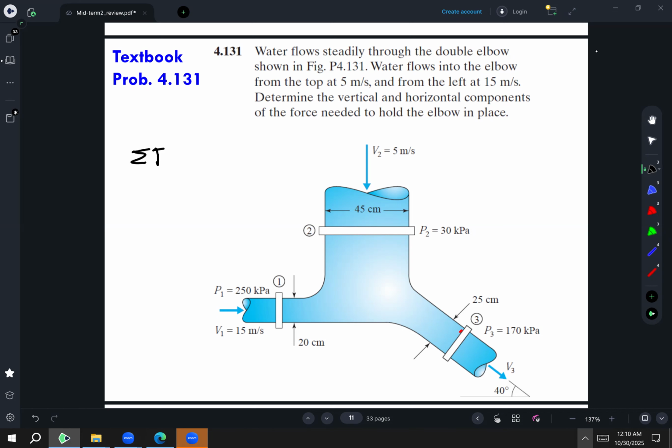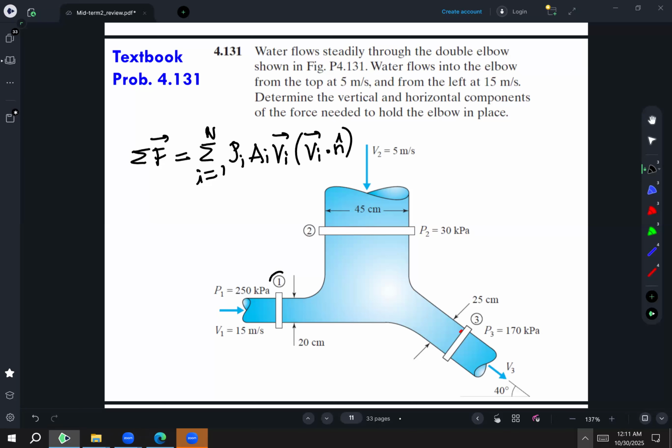sum of forces is equal to the sum of elements 1 to n, in this case 3, of density i, area i, velocity i (a vector), times the dot product of the velocity and the unit vector. Okay, so also we have to draw the control volume.